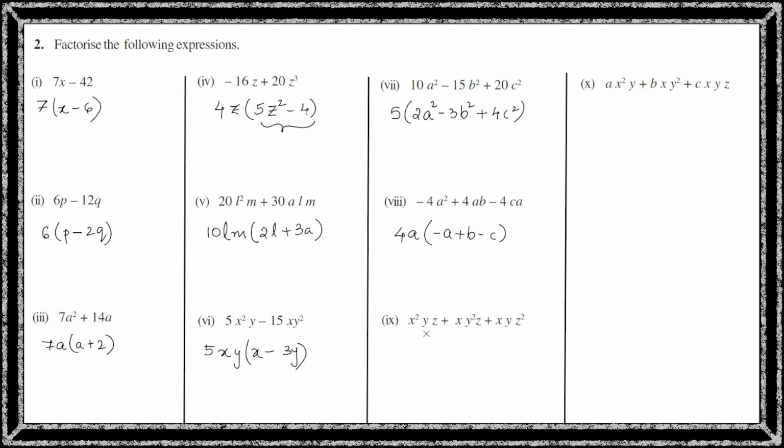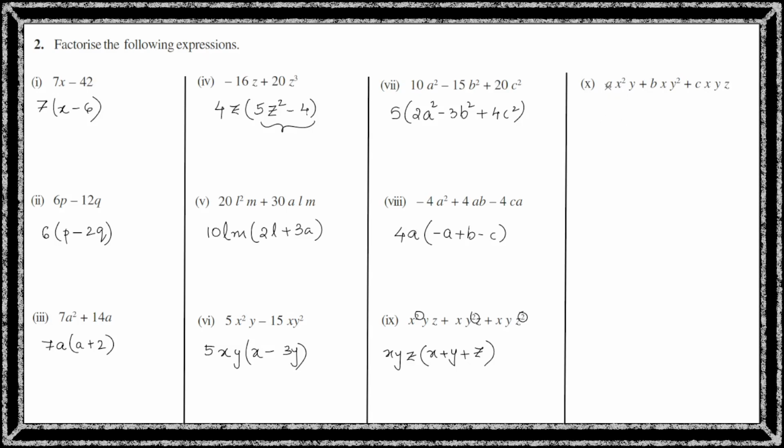Next I have three terms. All of them have x, y, z. So clearly x, y, z is common. So here when I take out x, y, z, I have another x left. And here I have one y left. And here I have one z left. Right? z square means z into z. So my factorization is xyz into x plus y plus z.